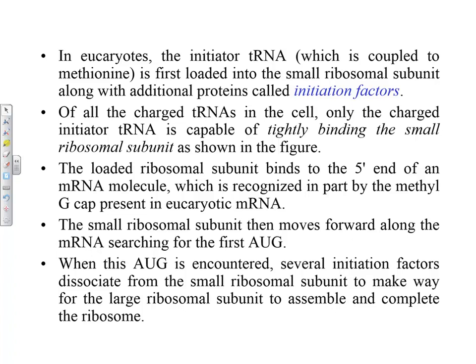So of all the charged tRNAs in the cell, only the charged initiator tRNA is capable of tightly binding the small ribosomal subunit, as I showed you in the figure. The loaded ribosomal subunit binds to the 5' end of an mRNA molecule, which is recognized in part by the methyl G cap present in eukaryotic mRNA. The small ribosomal subunit will then move along the mRNA searching for the first AUG. When this AUG is encountered, several initiation factors dissociate from the small ribosomal subunit to make way for the large ribosomal subunit to assemble and complete the ribosome.